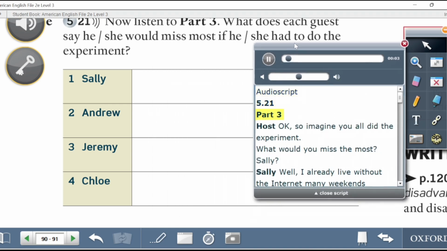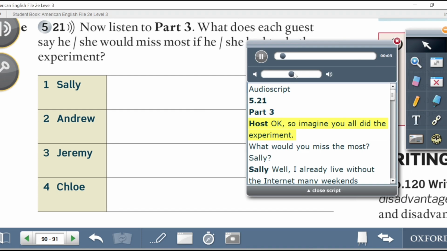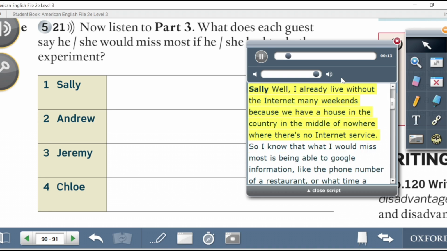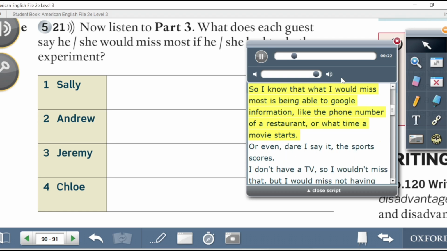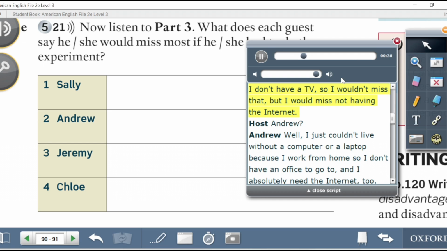Part 3. Okay, so imagine you all did the experiment. What would you miss the most? Sally? Well, I already live without the internet many weekends because we have a house in the country in the middle of nowhere where there's no internet service. So I know that what I would miss most is being able to Google information, like the phone number of a restaurant or what time a movie starts, or even, dare I say it, the sports scores. I don't have a TV, so I wouldn't miss that, but I would miss not having the internet. Andrew?